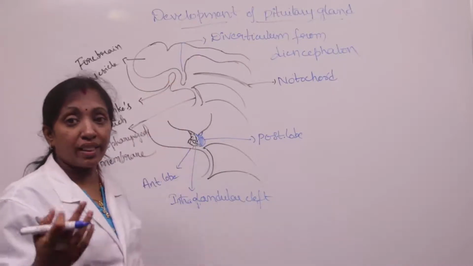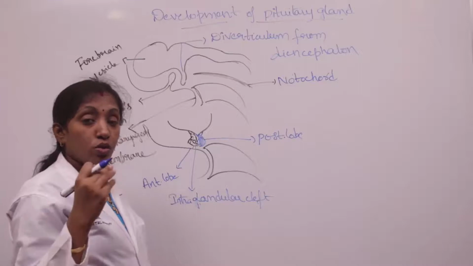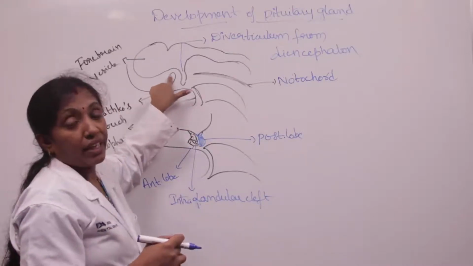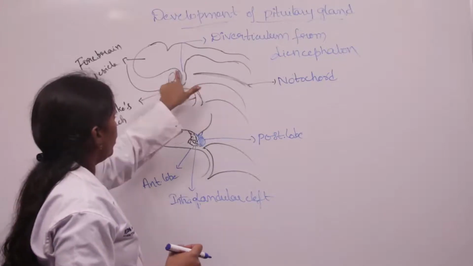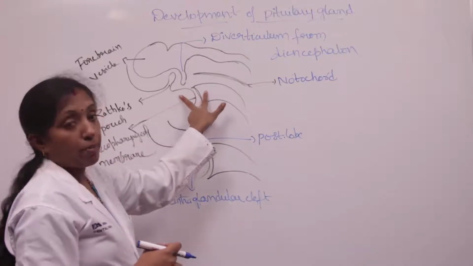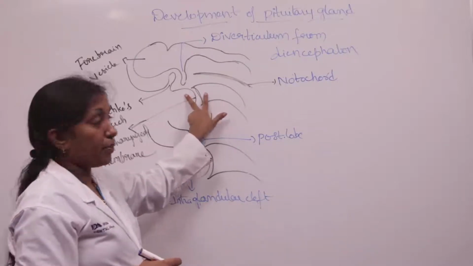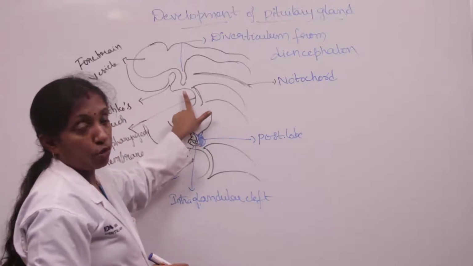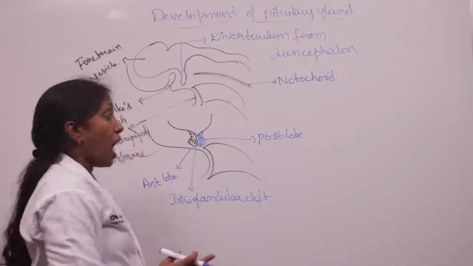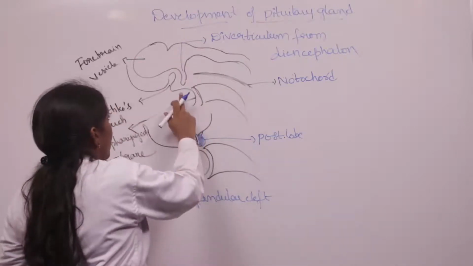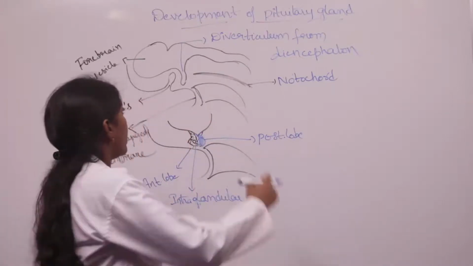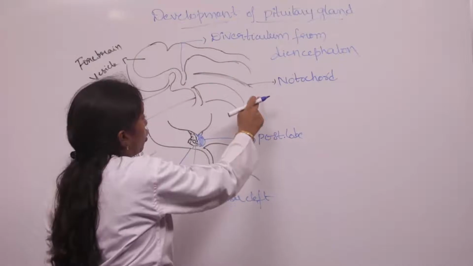We know the stomatodeum is nothing but the primitive mouth. From the roof of the stomatodeum, an ectodermal diverticulum arises just in front of the notochord, cranial to the notochord, and just above the buccopharyngeal membrane. We know that this is the buccopharyngeal membrane, and the stomatodeum, the primitive mouth, is present here. So the ectodermal diverticulum goes upwards from the roof of the stomatodeum.